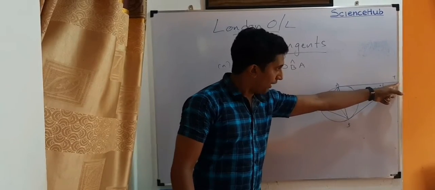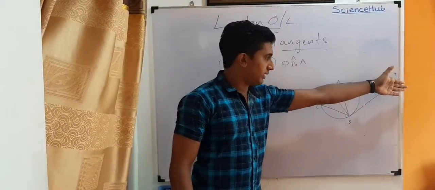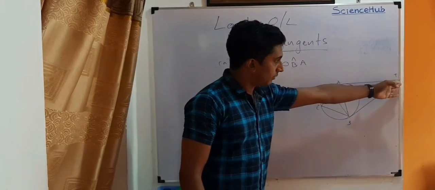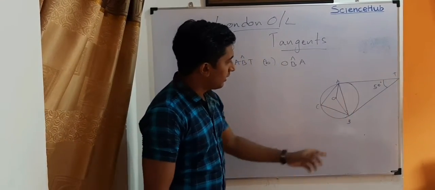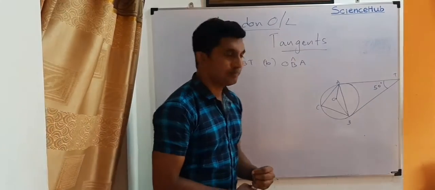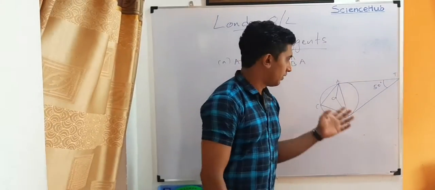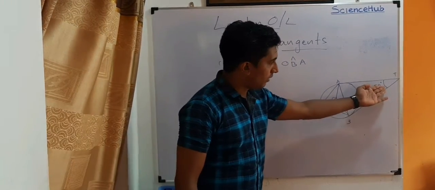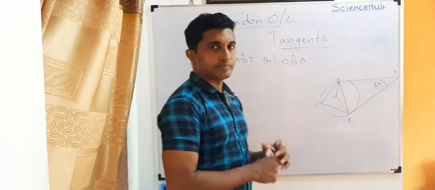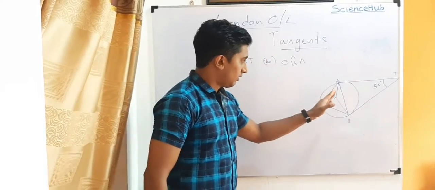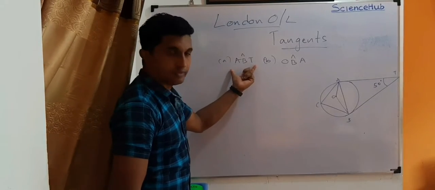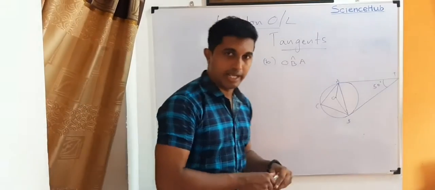This is some point outside the circle, named T, and OB and OA are radii of this circle, and the angle value of this one is equal to 50. These are the data that we got from this figure. Now at first we have to find the value of the ABT angle.